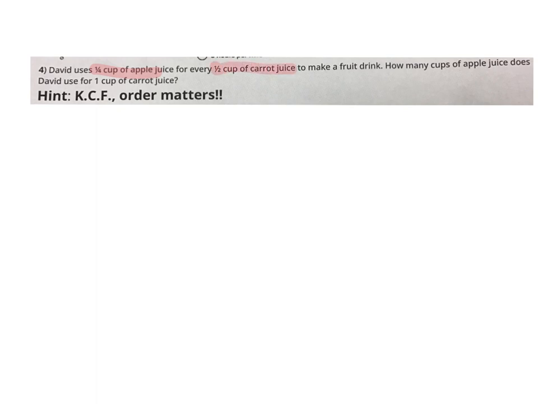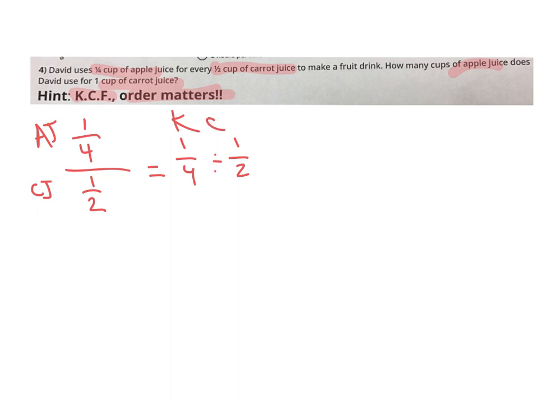They want to know how many cups of apple juice he uses per 1 cup of carrot juice. So again, the order matters, and we're going to have to do some division with fractions. Keep, change, flip. Since the order matters, they want apple juice first, and then carrot juice second. So apple juice goes first, in the numerator, and carrot juice second, in the denominator. This is a complex unit rate, so we're going to rewrite it using a division with fractions, and that's going to involve the method keep, change, flip, which is going to look like this.